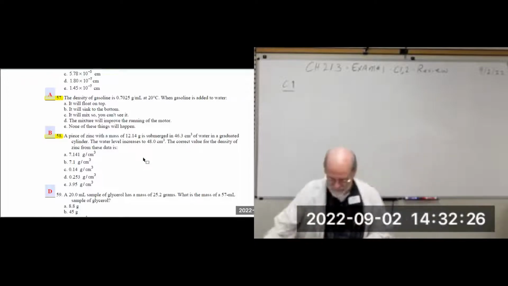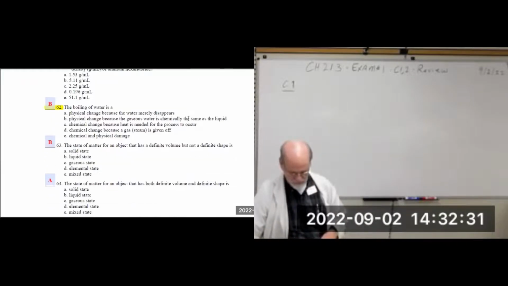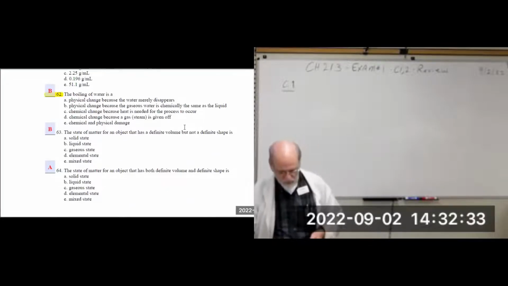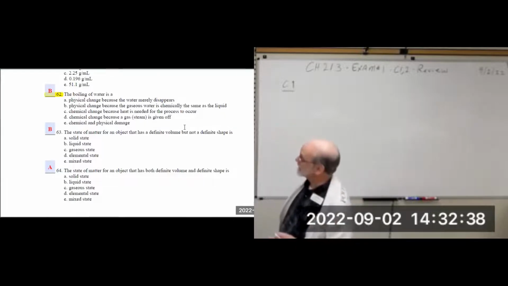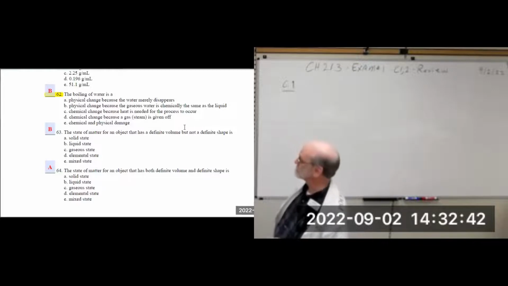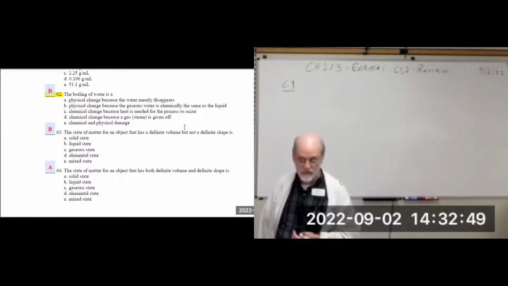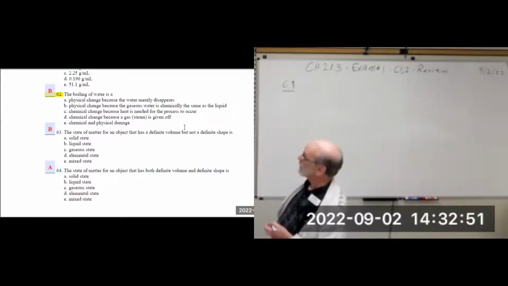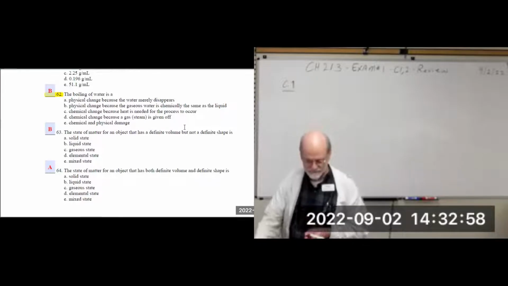Okay, 58. We're going to run over a little bit, I think. The boiling of water is what kind of change? Right? It's either A or B. It's a physical change, right? Boiling water. But why? Because the water merely disappears? It could disappear with a chemical reaction too, couldn't it? So because the gaseous water is chemically the same as the liquid. Yep, that gets it.